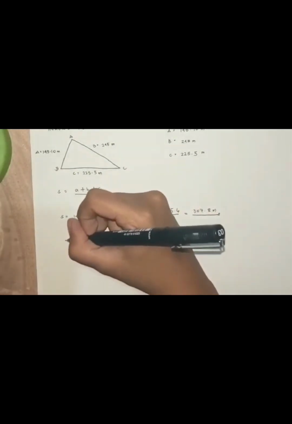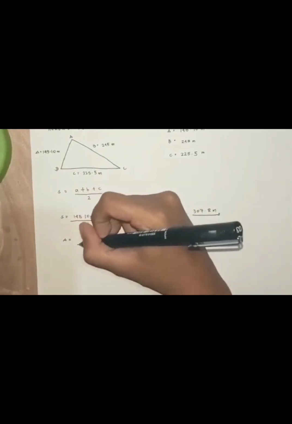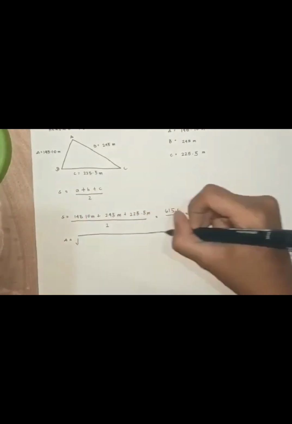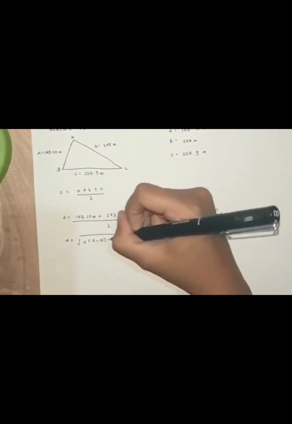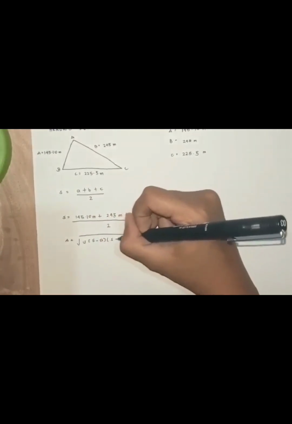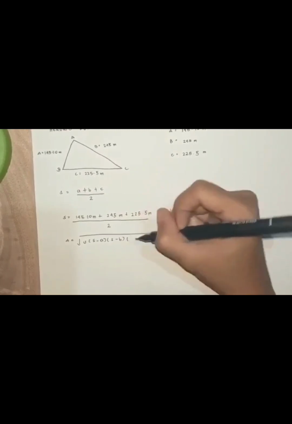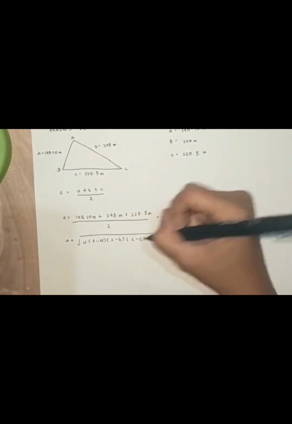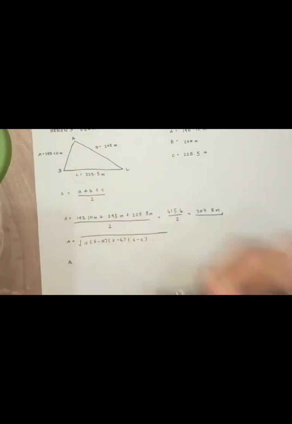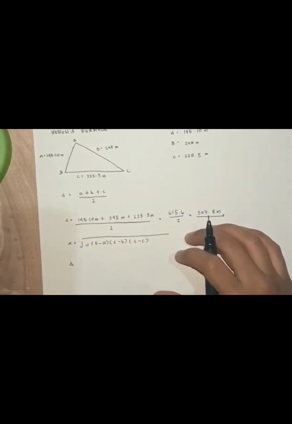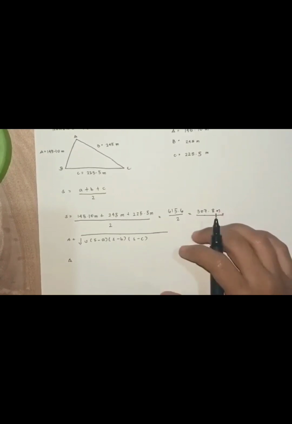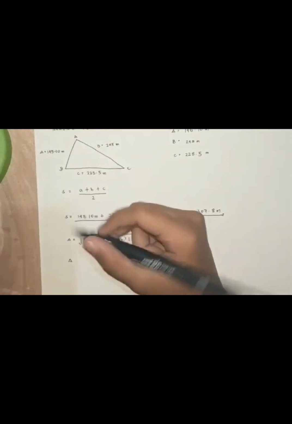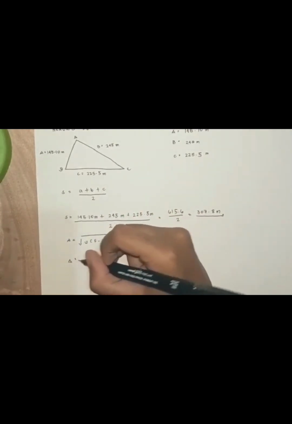And then we will use the next formula. We will use the Heron's formula. We have square root S is equal to S minus A, and then open parenthesis S minus B, close parenthesis, open parenthesis S minus C, close parenthesis. Using this formula, we will get the total of Heron's formula. We'll write the square root.